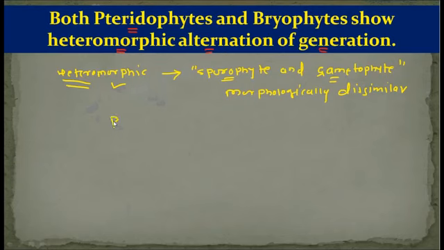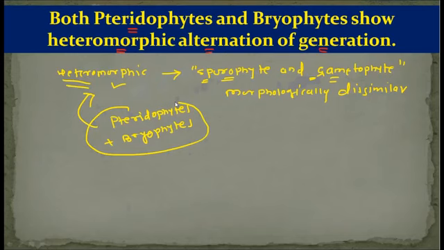Now, both pteridophytes and bryophytes show the heteromorphic alternation of generation. So it's a very important characteristic which is matching between the pteridophyte and the bryophyte. You should know that if the sporophyte and the gametophyte are morphologically dissimilar, then and only then we say that the generation is heteromorphic. And both bryophyte and pteridophyte show it. So this is the very first similarity between the two.